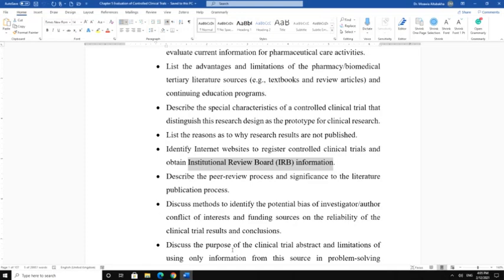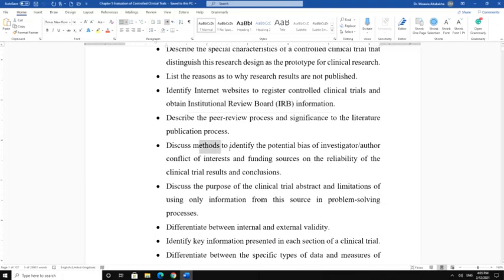You need also to describe the peer review process. What do we mean by peer review? And if you remember when we talked about professional writing and communication, at that time we talked about the peer review process and what's its significance, and what does that tell you if there is a peer review for a published literature. You need also to discuss the methods to identify potential bias of investigator.